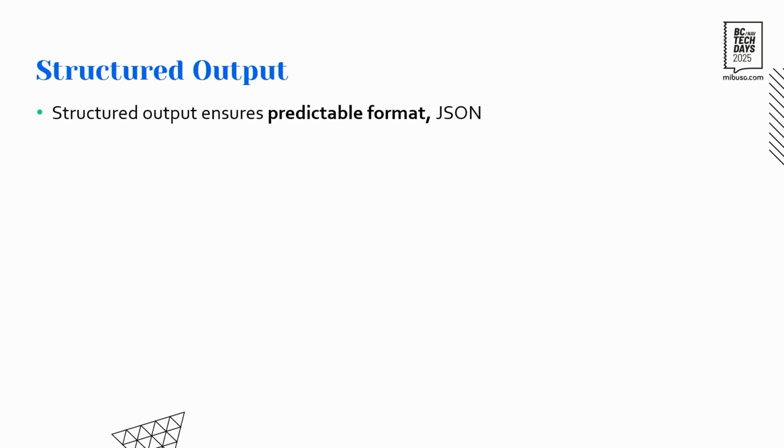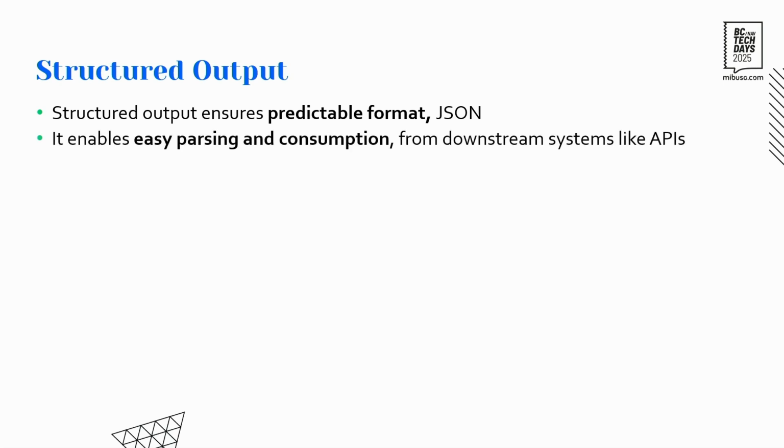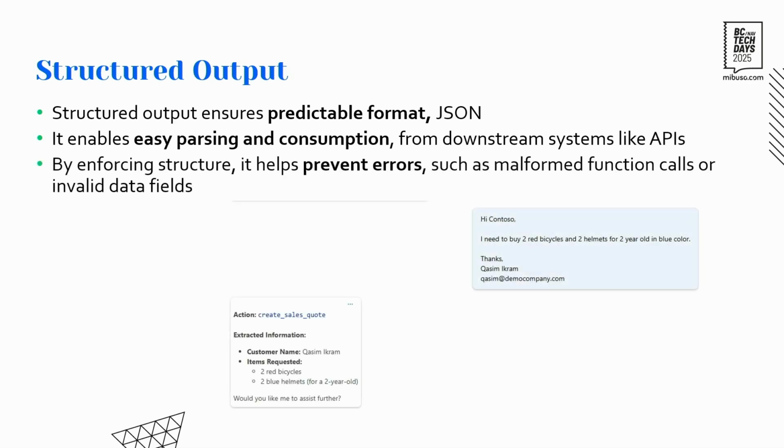So structured output ensures the predictable format, in this case JSON, and it's typically always JSON. That is what the LLMs have been trained with, and they're really good at working with JSON. It enables easy parsing and consumption, especially by downstream APIs, whether it is a BC function or if you were calling out anywhere else. It can also enforce structure and help you prevent errors, for example, malformed function calls or invalid data fields.